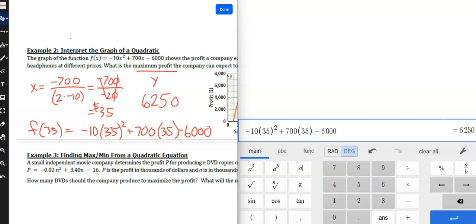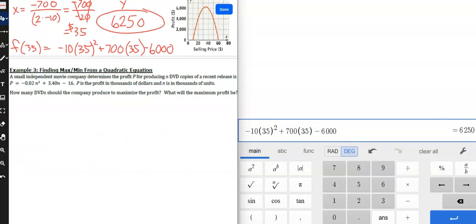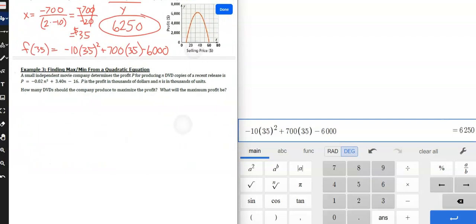6250 as the maximum profit to this question. That takes care of that one. Alright, so let's see what's happening here on example 3. Maybe I should just keep my screen split, make it go faster.